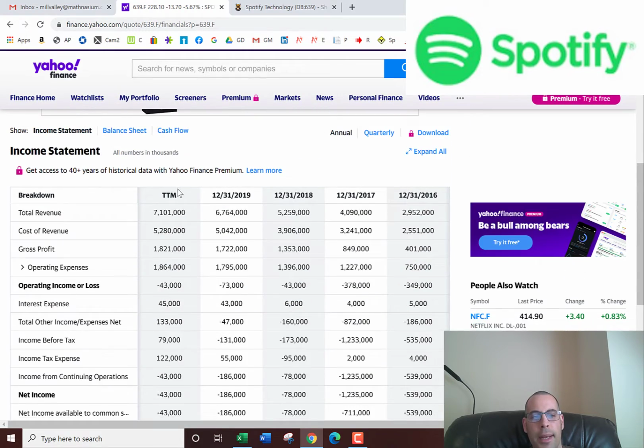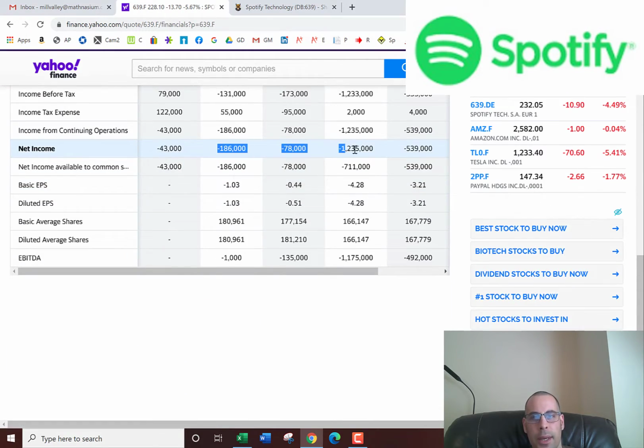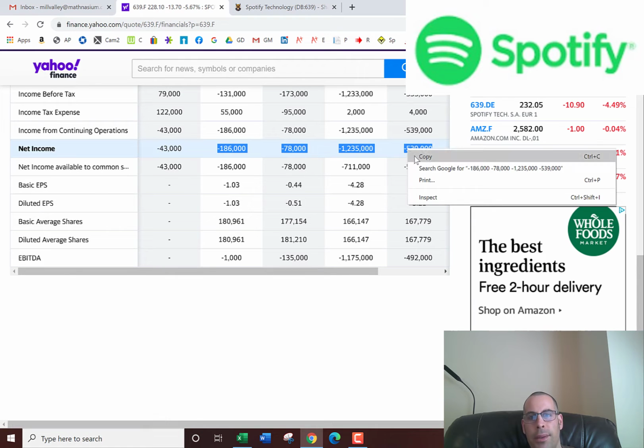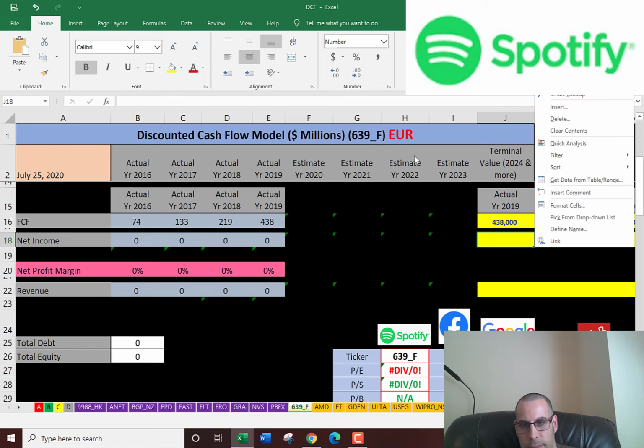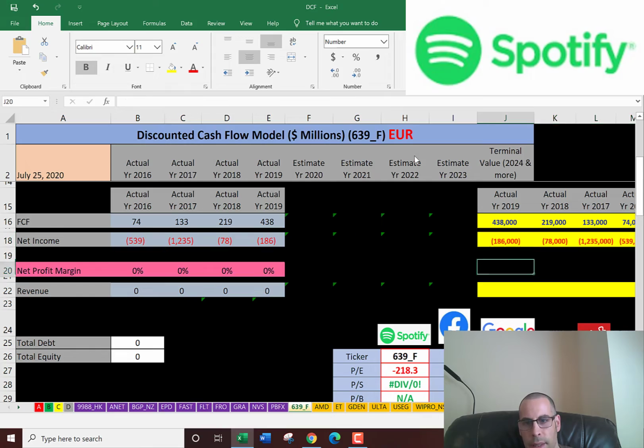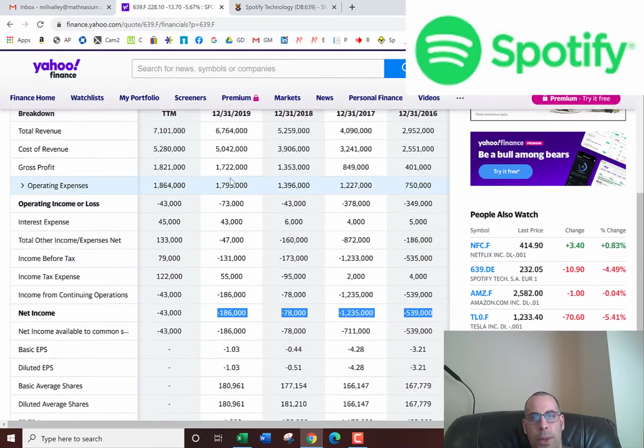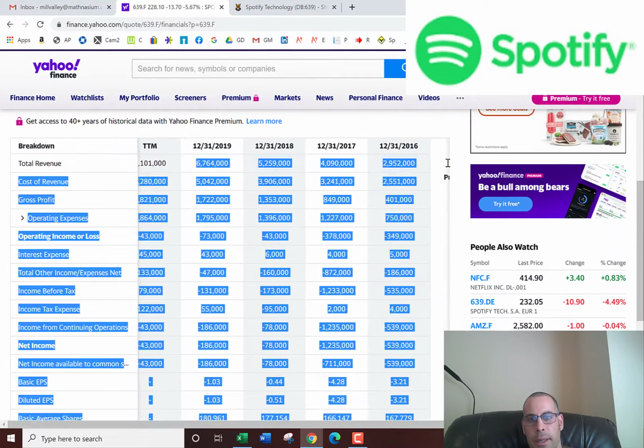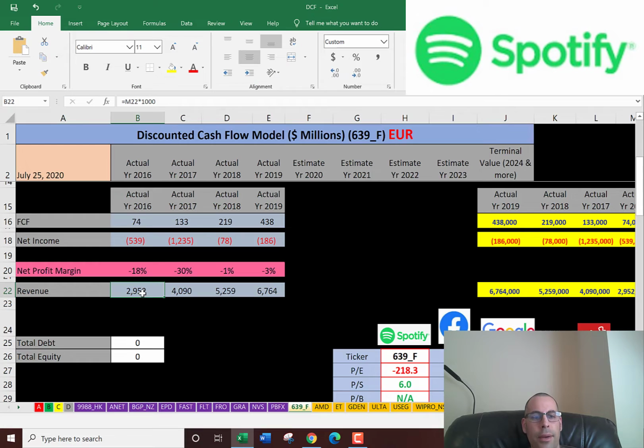Now I'm going to pull the net income, which is the profit and loss on the income statement. And every year they have a negative net income. And then I'm going to pull the revenue, which are the sales for each year. And the revenue has been growing really nicely every year, so that's a good sign. They just need to get their profits in line.